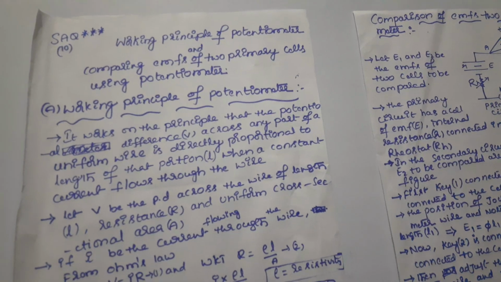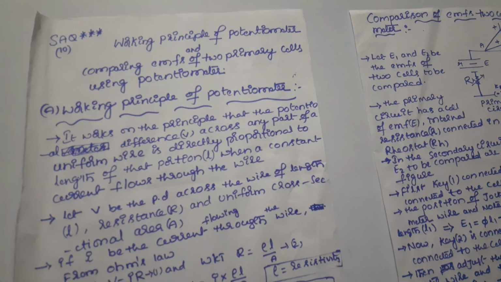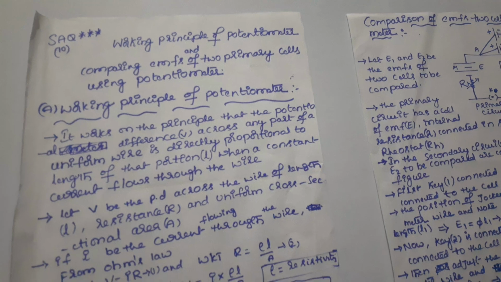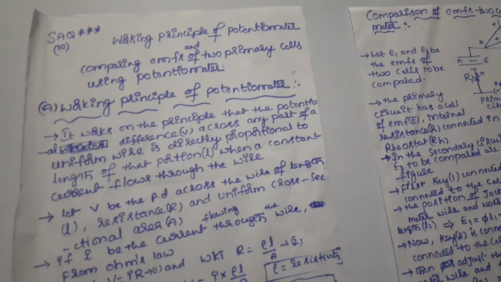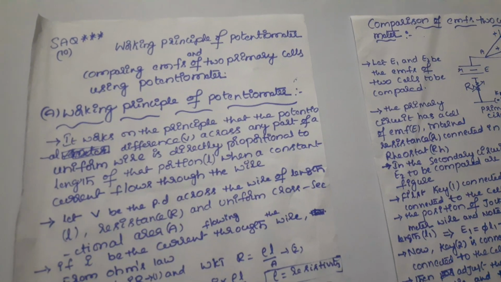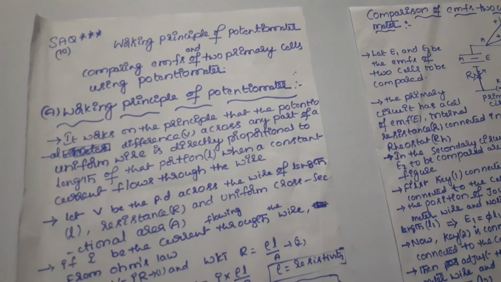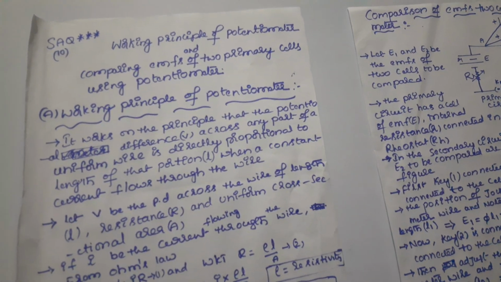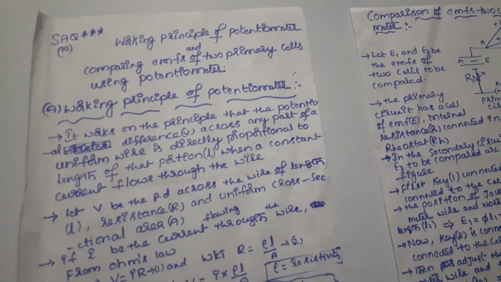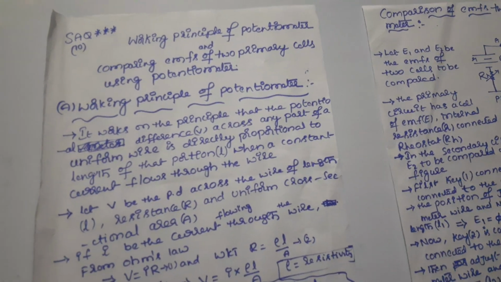So in this class we are going to learn about the principle of working of potentiometer and how we can compare the EMFs of two primary cells using potentiometer. That is, comparison of EMF values of two primary cells using potentiometer and what is the principle of potentiometer. So it is 12th class physics, intermediate physics second year, current electricity chapter, most important for 8 marks.